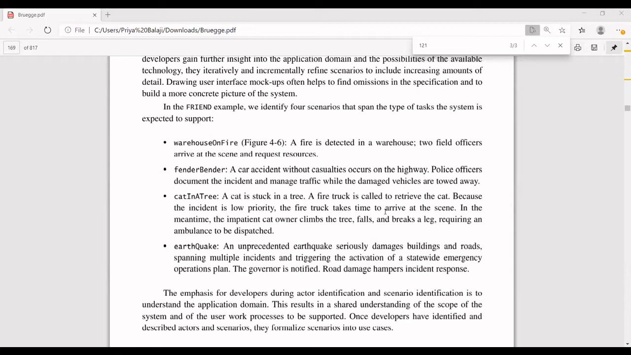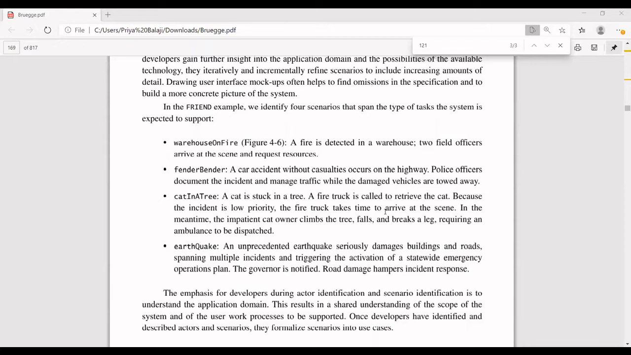If there is a fire, then the fire is detected and 2 field officers arrive at the scene and request resources. In case of a fender bender, it means an accident on the highway. Police officers document the incident and manage the traffic, and the damaged vehicle will be taken away. Next, a cat in a tree, which means it got stuck in a tree. So immediately they have to rescue the cat.